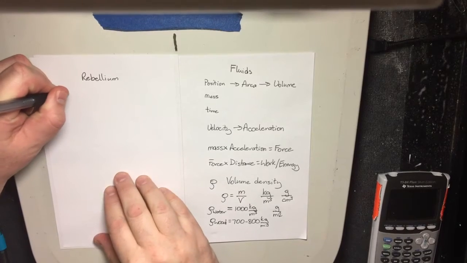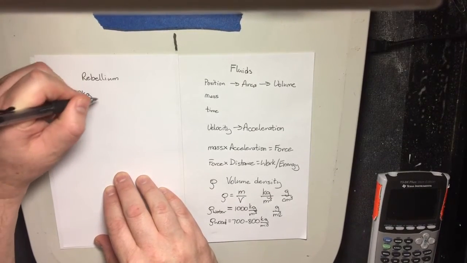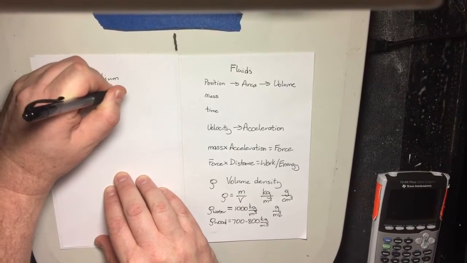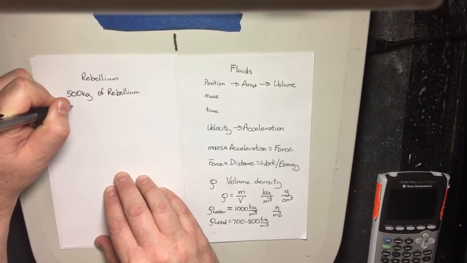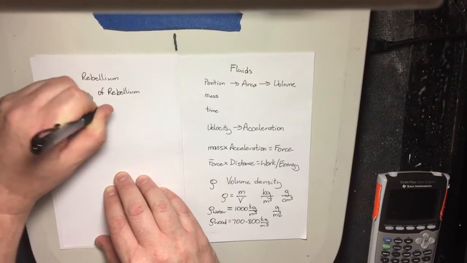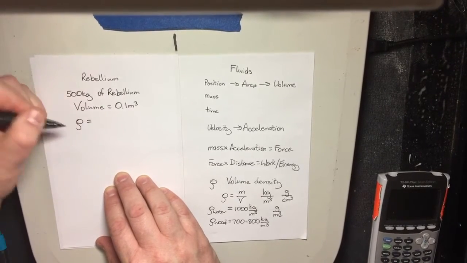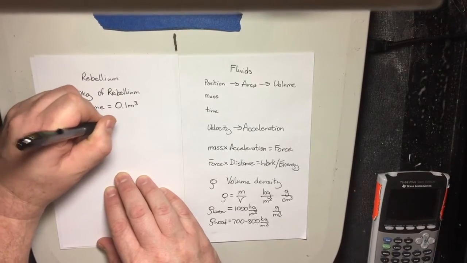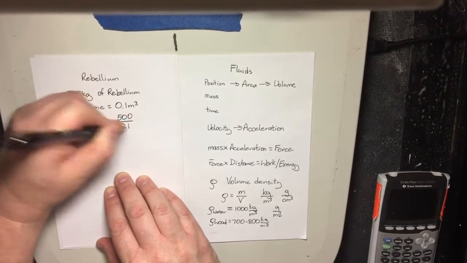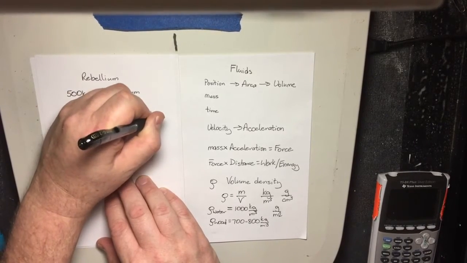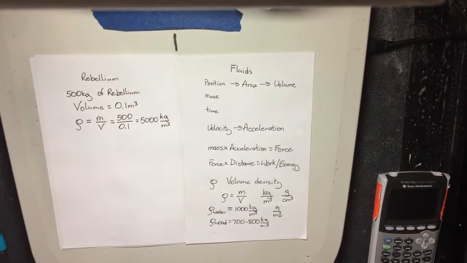As an example, let's say we had 500 kilograms of Rebellium, and its volume is equal to 0.1 cubic meter. Its density would just be mass over volume, and 500 divided by 0.1, 5,000 kilograms per cubic meter. And that's a very dense density. The mercuries and the leads are closer to 2,000 kilograms per cubic meter. This is really dense. And so that's a simple example.